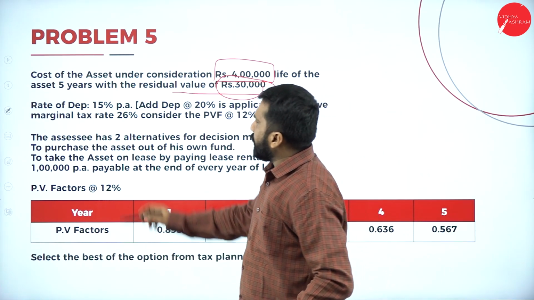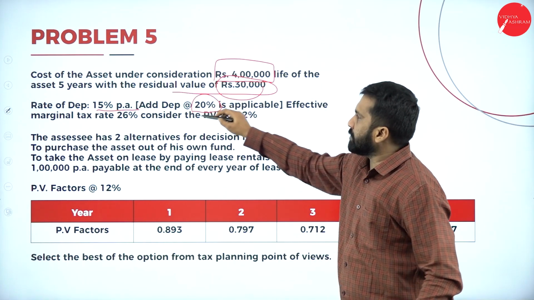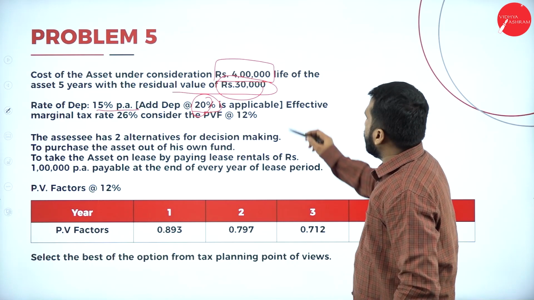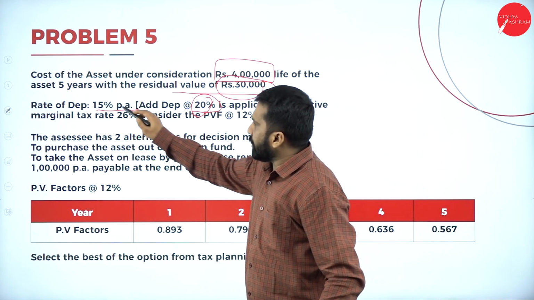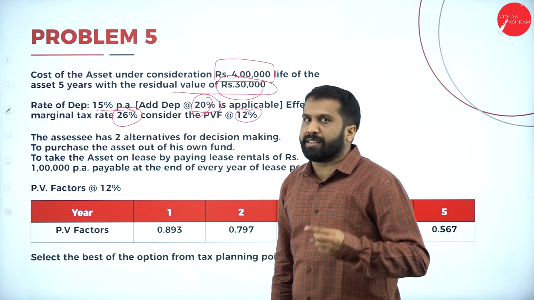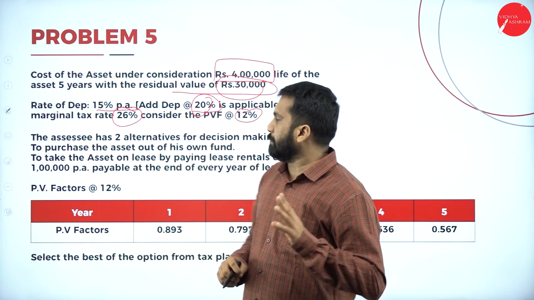Now, rate of depreciation 15% per annum, additional depreciation 20%. As you know that first year always we have additional depreciation. Effective marginal rate of tax is 26%. PV factor, last problem we did for 10%. This problem we are doing PV factor for 12%.